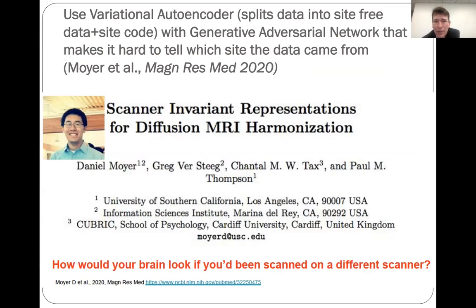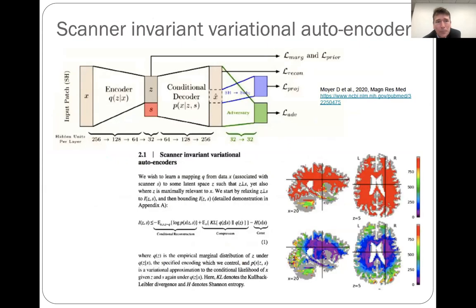He says, rather than worry that the data from a certain site is going to be prejudicing the performance of an algorithm, let's shift the data so it looks like it was scanned on a different scanner. It might be the scanner that the algorithm was trained on. And to do this, he proposes a scanner invariant variational autoencoder where features in the original image are embedded using a variational autoencoder, and the latent space features are used for a predictive task. At the same time, an adversary tries to predict from which site the data came, and the parameters of the embedding are adjusted iteratively to fool the adversary.